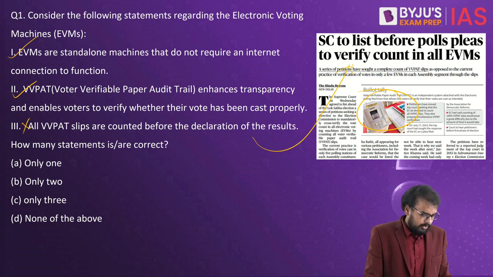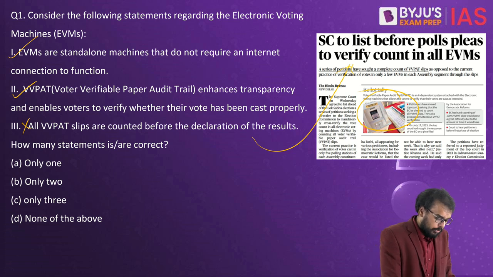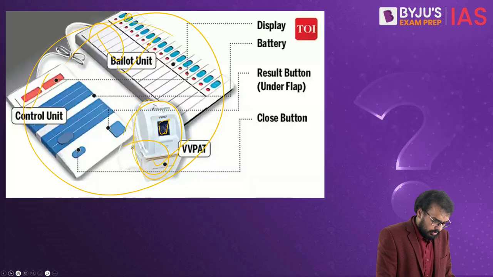If statement 3 is wrong, statements 1 and 2 are right. So the answer has to be B. So B is the answer. Fine. Now we'll go to the next question.